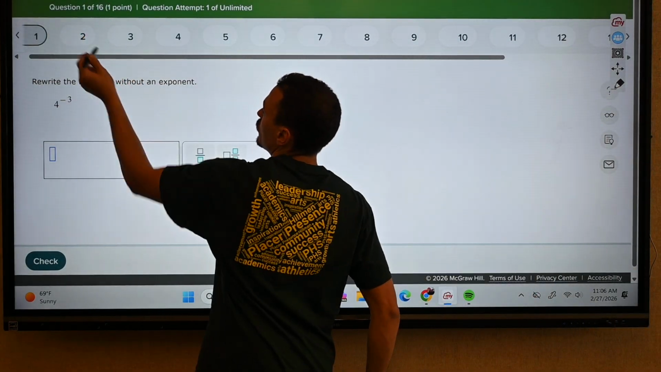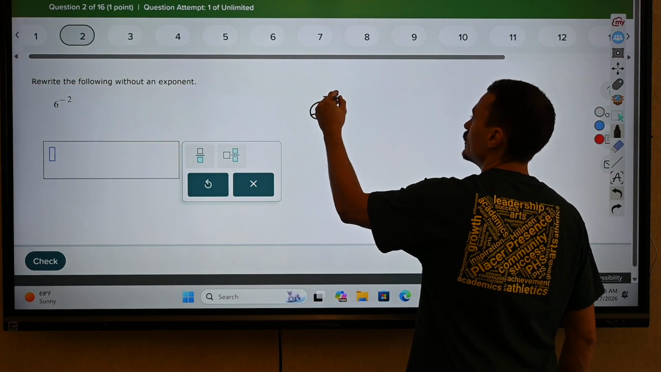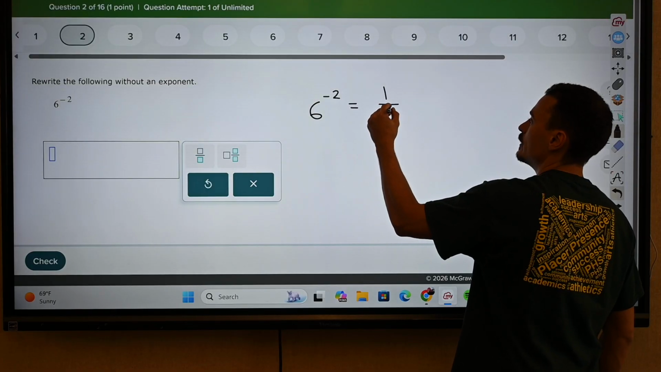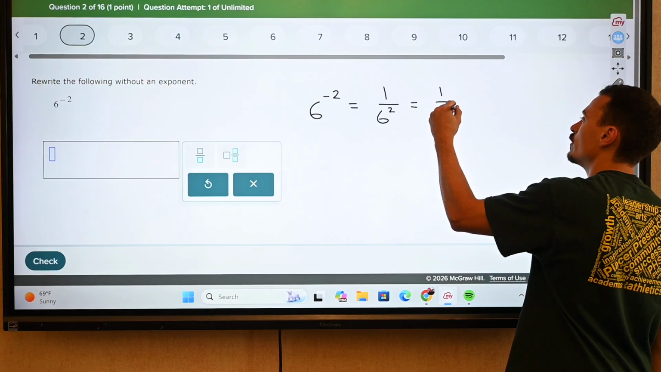So if you're looking at number 2, I would do 6 to the negative 2 is equal to 1 over 6 to the 2. Flip it, make it positive. Which is equal to 1 over 36.